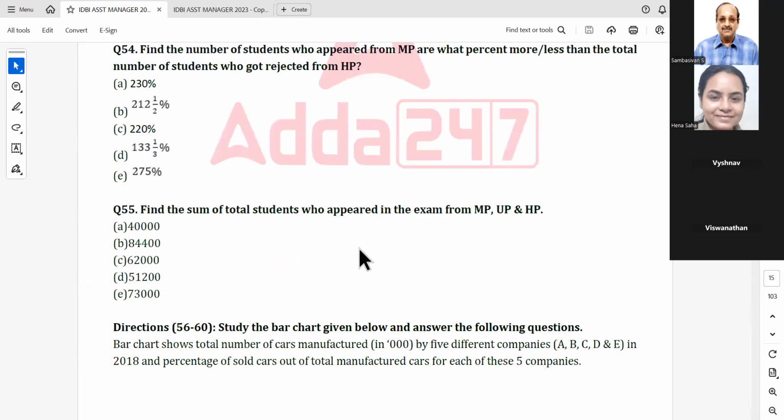Last question. Saha, can you please read this question? Yes, sir. Find the sum of total students who appeared in the exam from MP, UP, and HP. A. 40,000. B. 48,400. C. 62,000. D. 51,200. E. 73,000.